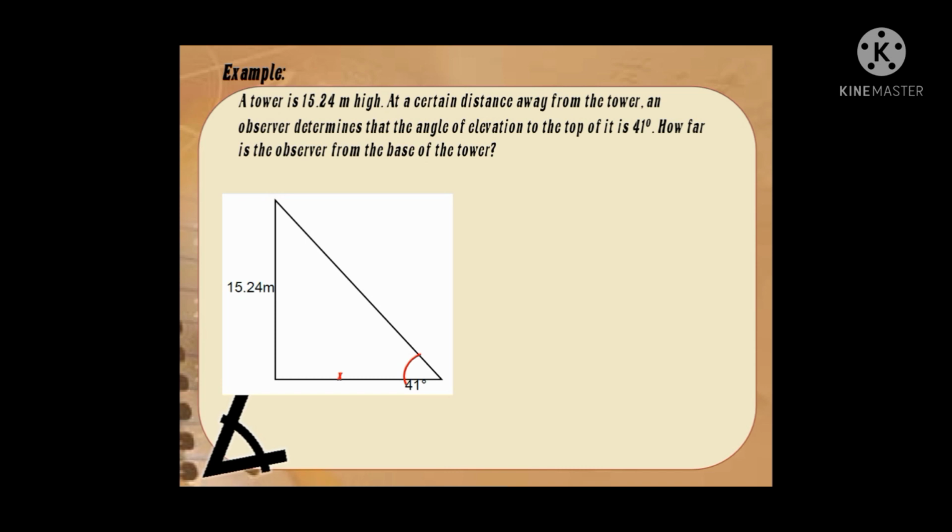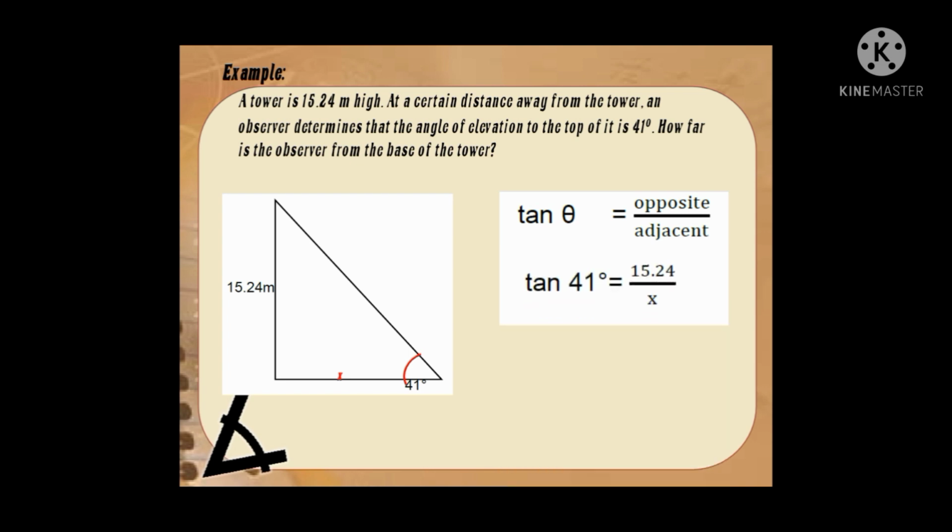From the given angle and the given opposite side and the unknown side, which is the adjacent, what trigonometric ratio do you think are we going to use? That's right, we are going to use tangent theta, since tangent theta is equal to opposite over adjacent. Tangent 41 degrees is equal to 15.24 over x.